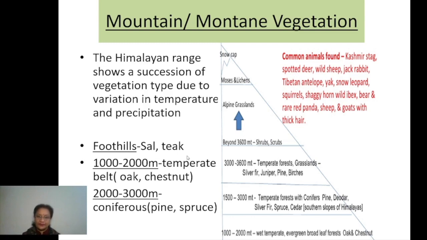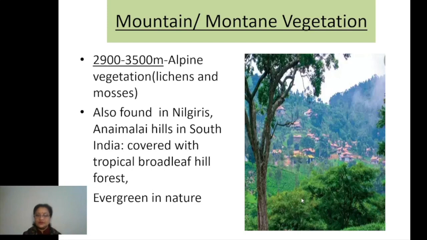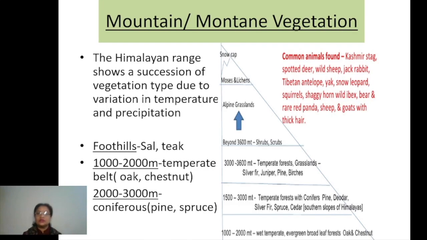As we go higher up, you will find the type of trees start changing towards the temperate type of vegetation. Temperate vegetation you can see here. And as we still go higher up, these change into coniferous type of trees. According to the altitude, the trees keep changing.